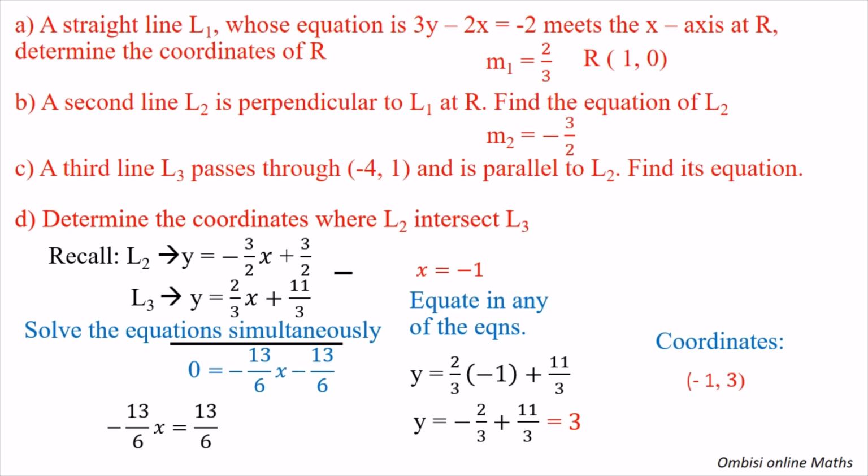So this is a structured question that is trying to test the concept of gradient and equations of straight lines, specifically parallel lines, perpendicular lines, and it's also testing where two lines are meeting or intersecting. So you have seen that where two lines are intersecting, we solve those two equations simultaneously. And when you solve those two equations simultaneously, you find the value of y and the value of x, and that creates our coordinate. So that is how that question is supposed to be handled step by step.